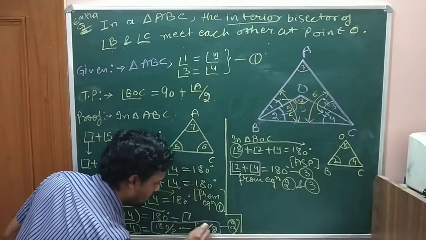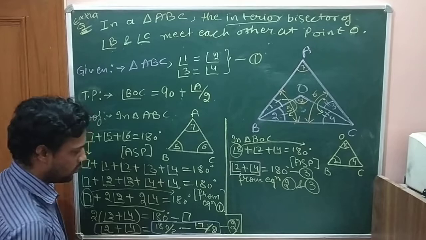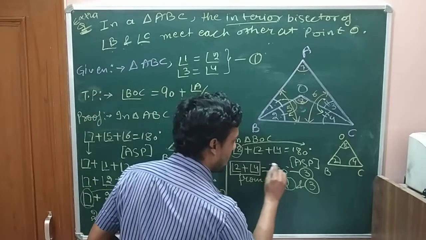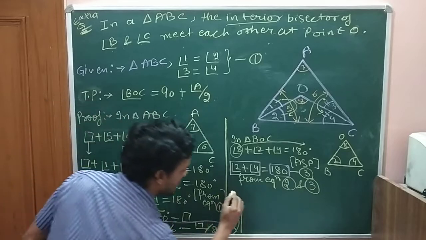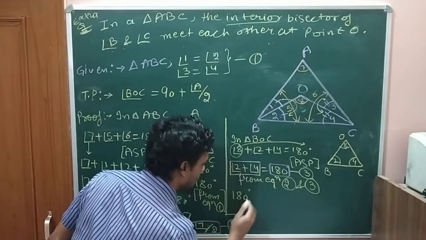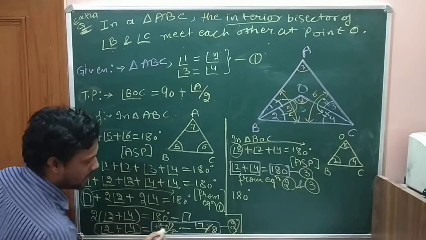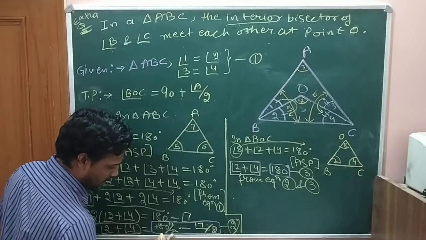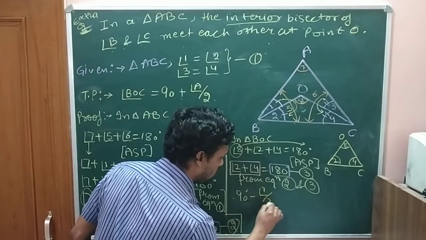Minus angle 7 upon 2 is equal to 180. It means both are equal. Suppose both are equal, that is 180 upon 2. Cut it, 180 divided by 2, 90 degree. So right here 90 degree minus angle 7 upon 2.